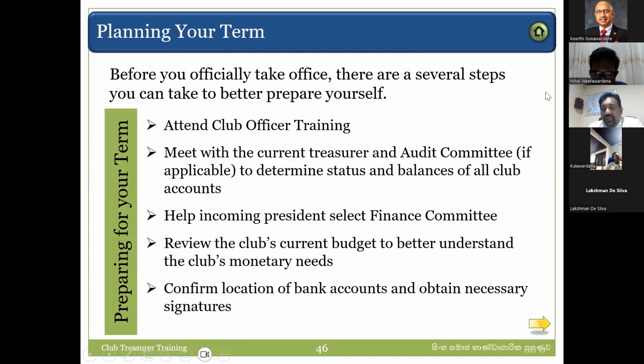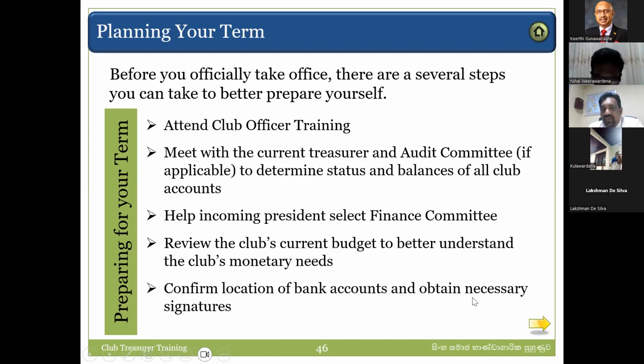Then ask your outgoing treasurer to give a statement of accounts of all the bank accounts with records, with the payables and receivables, everything, and get that handed over to you. Then help the incoming president select the finance committee, and review the club's current budget to better understand the club's monetary needs. Then confirm the location of the bank account and obtain necessary signatures.